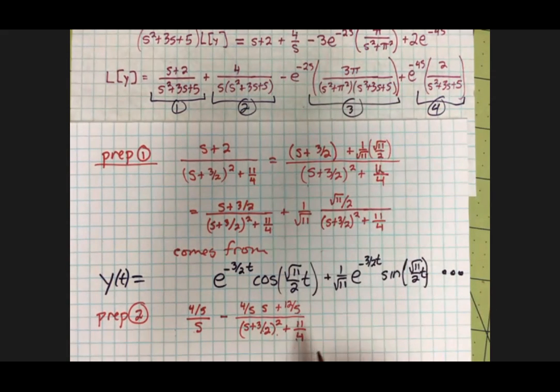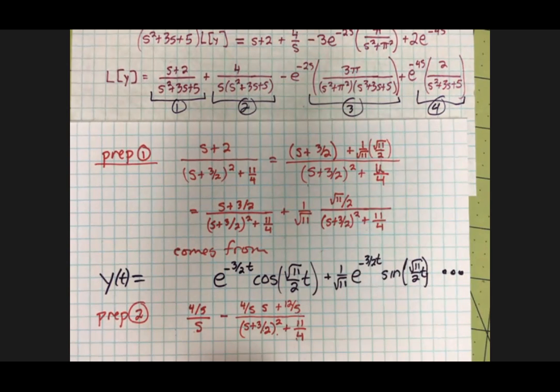Okay. So now here, let's prep this. And this is why I want to keep the 4/5 separate. I want to think of this as 4/5 times 1 over s. 1 over s comes from 1. So when I decode this, this is just 4/5.